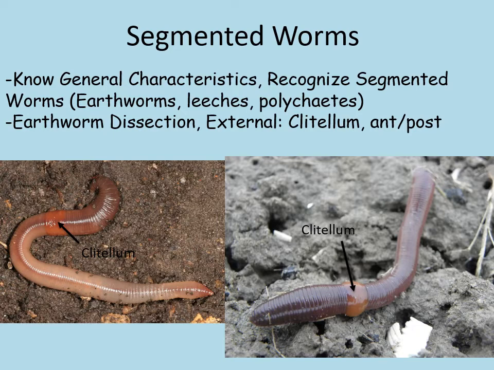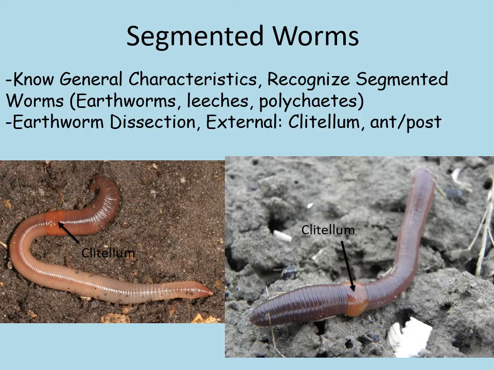So again, know the general characteristics for the segmented worms. Be able to recognize a segmented worm as a segmented worm. So if you saw an earthworm or a leech or a polychaete, you would be able to recognize those as segmented worms. So the dissection for this part of the lab was an earthworm dissection.